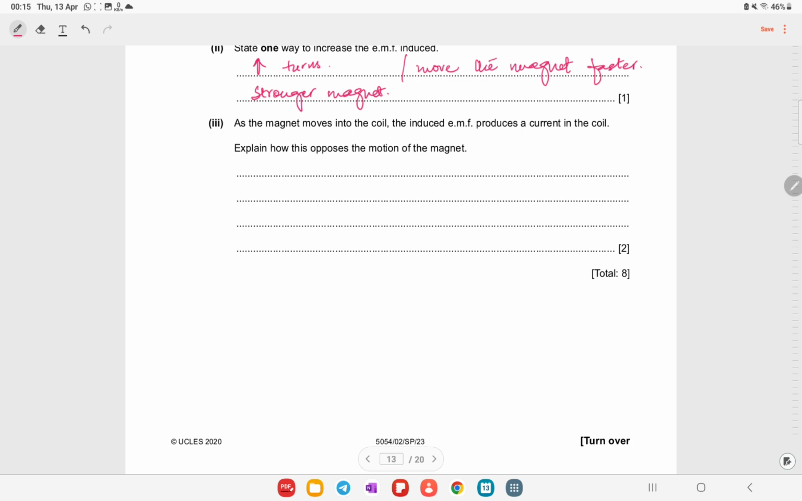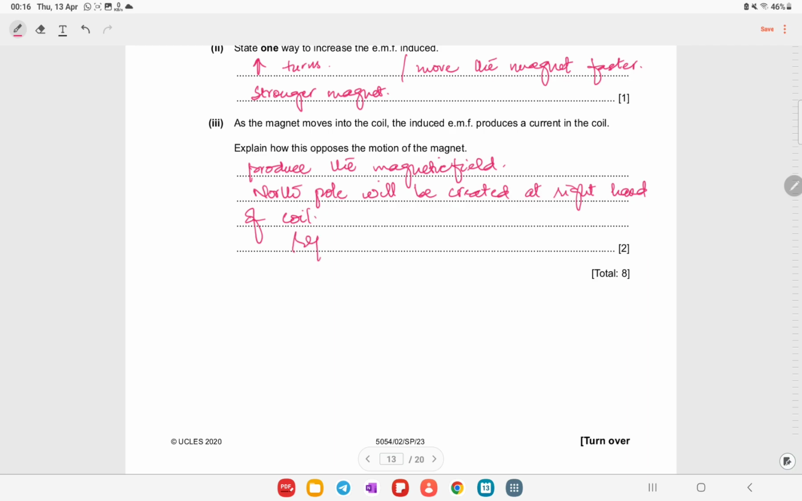As the magnet moves into the coil, the induced EMF produces a current in the coil. Explain how this opposes the motion of the magnet. The current produces a magnetic field, and a north pole will be created at the right hand of the coil, and then there is going to be repulsion.